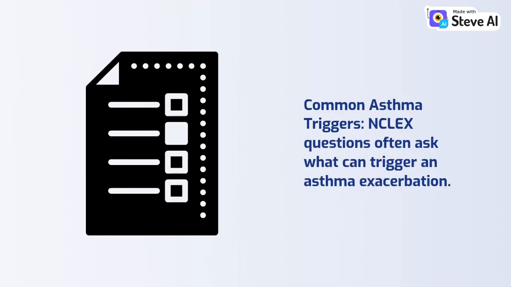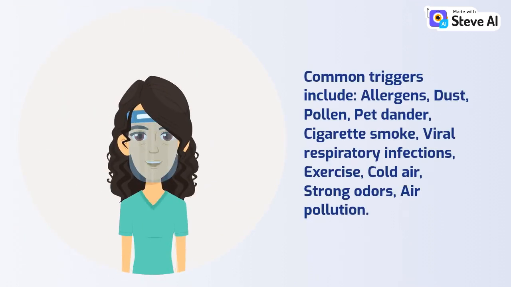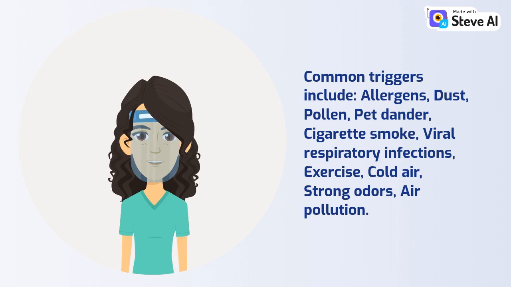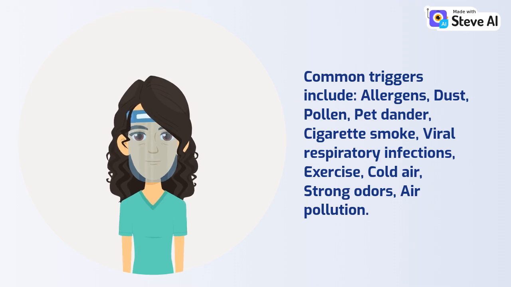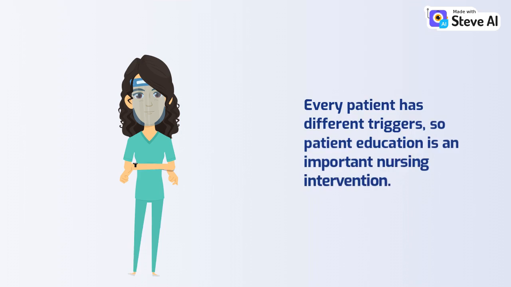Common asthma triggers. NCLEX questions often ask what can trigger an asthma exacerbation. Common triggers include allergens, dust, pollen, pet dander, cigarette smoke, viral respiratory infections, exercise, cold air, strong odors, air pollution. Every patient has different triggers, so patient education is an important nursing intervention.